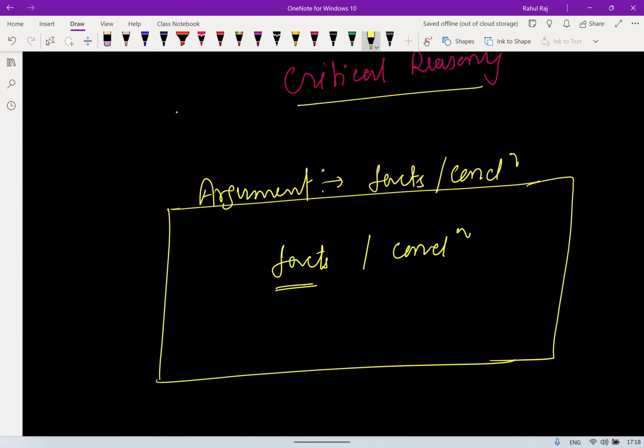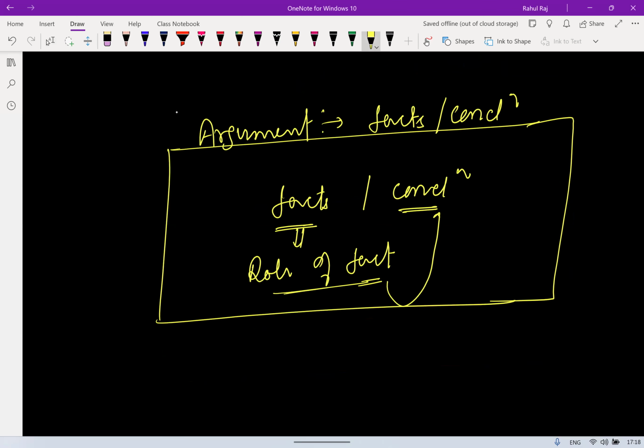So what exactly do you mean by facts? What is the role of a fact in the argument? If you've studied a bit about CR, can anyone tell what is the role of a fact in the argument? Which we cannot challenge. Yeah, but what exactly is the role of a fact? It supports the conclusion that we derive. It always and always supports the conclusion. Please understand, guys, there's only one role of a fact: to support the conclusion.